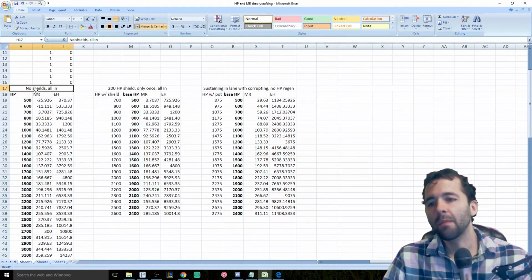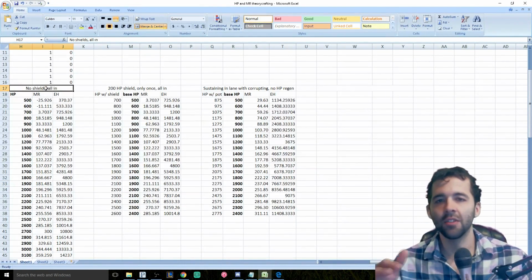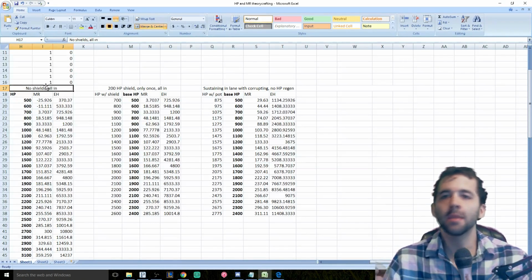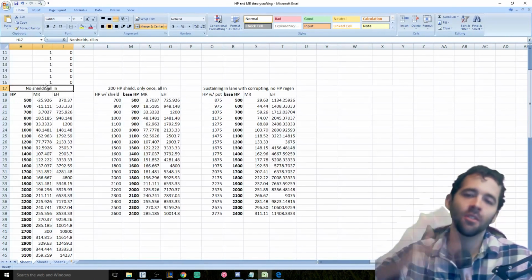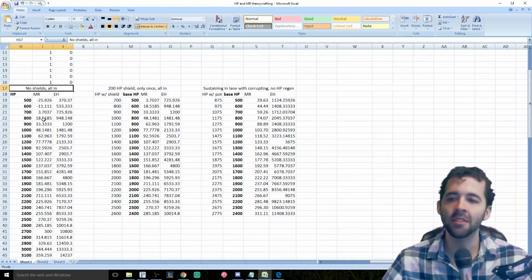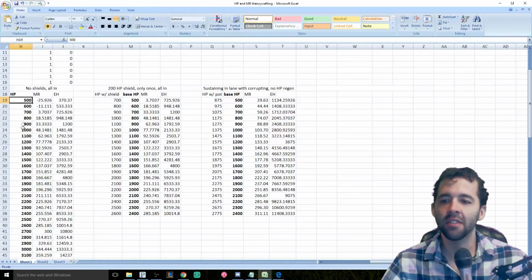So this says that, assuming there are no shields and this is a pure burst damage situation, so we're rationalizing away a bunch of factors, if you have this amount of health, you should have this amount of MR, of course.